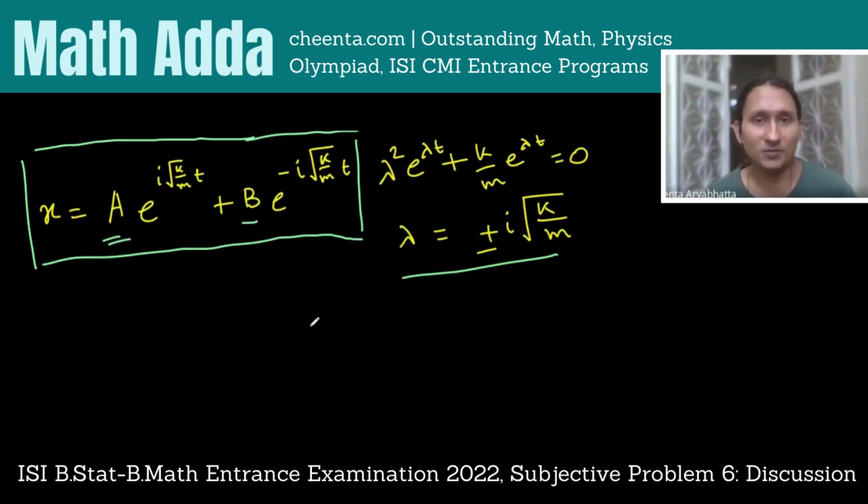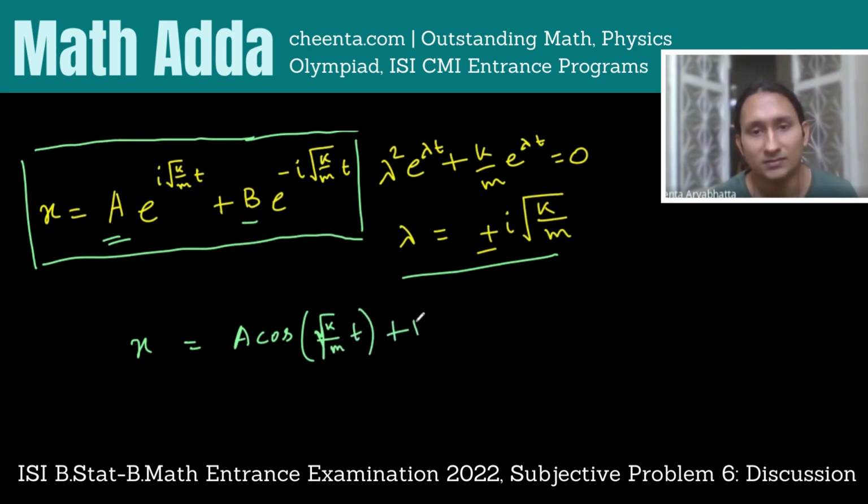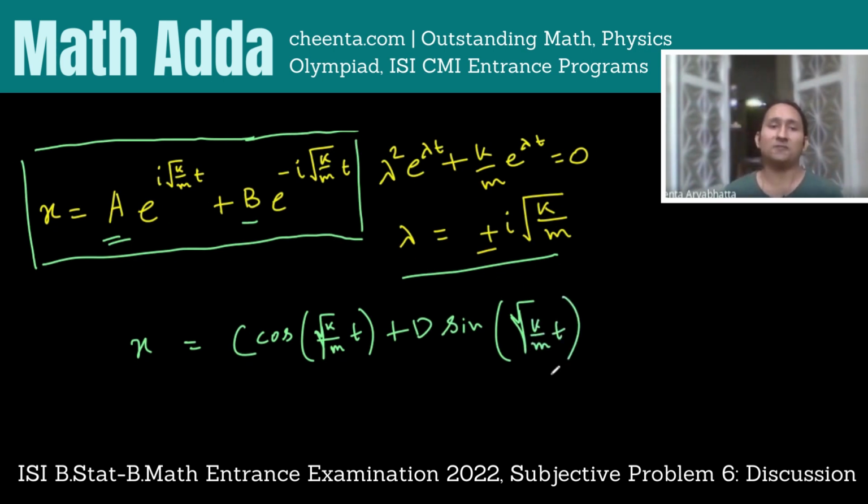Some people probably remember that the answer finally looks something like x equal to a cos √(k/m) t plus, sorry, I think I should not use a here. Let's say x = c cos(√(k/m) t) + d sin(√(k/m) t). And this is obtained after breaking this down into real and imaginary parts and setting the imaginary part to be 0.